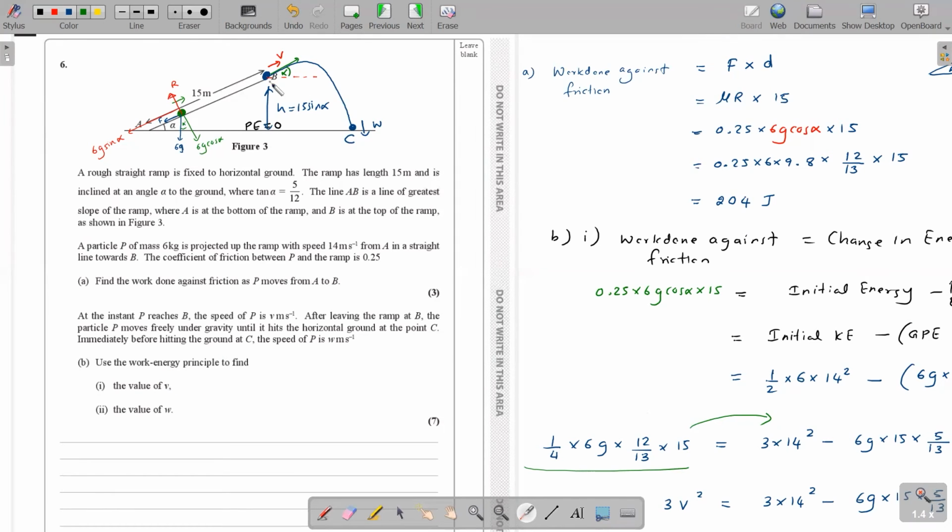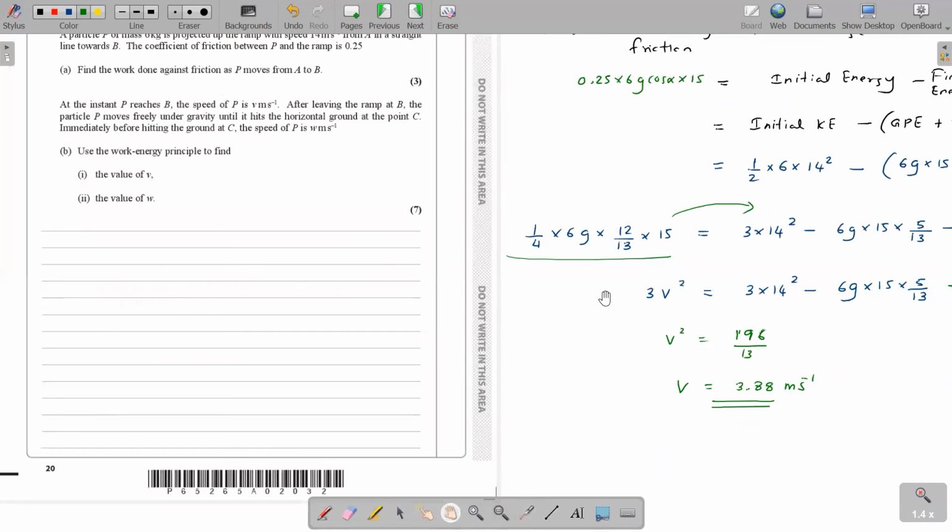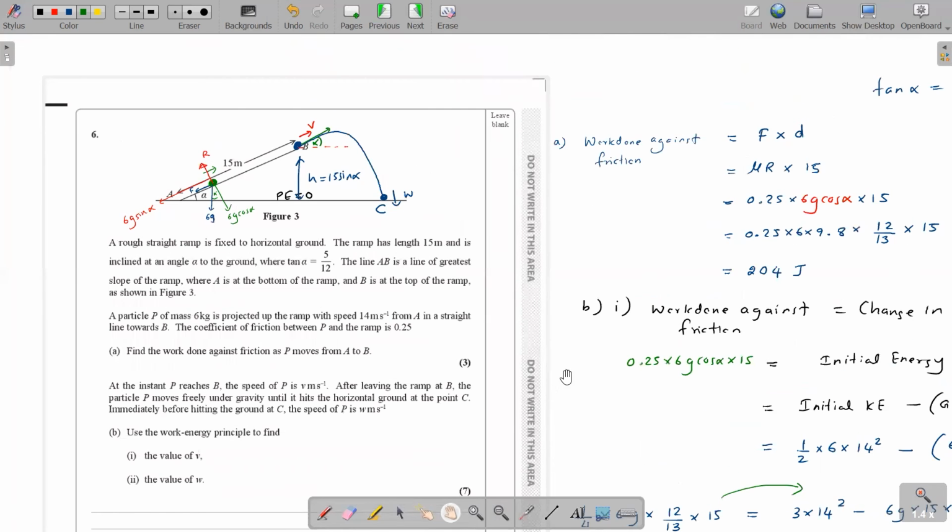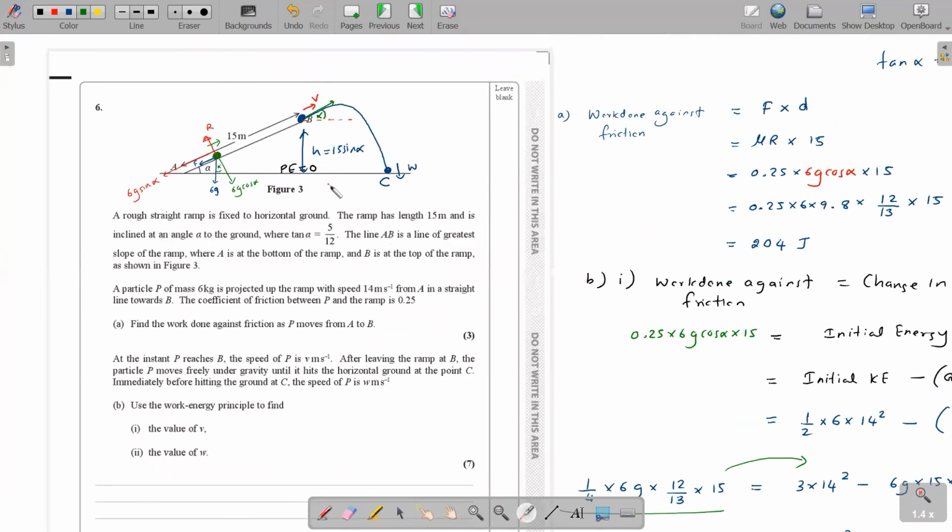When you're traveling from B to C, you could go from either A to C directly, or from B to C. We could go either way. If we go from B to C, we already found the value of our v, right? We already have the v value here. So if we go from B to C, we can again apply the conservation of energy, the work energy principle. Basically from B to C, the object is freely moving under gravity, so we don't have any non-gravitational resistive forces here. Energy is conserved.